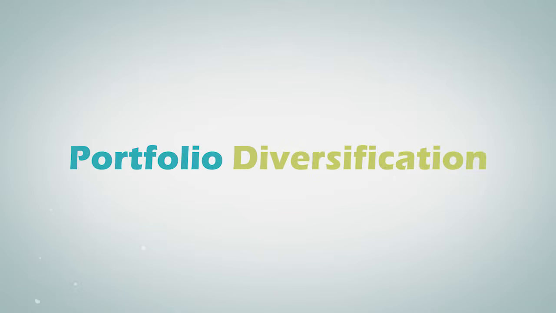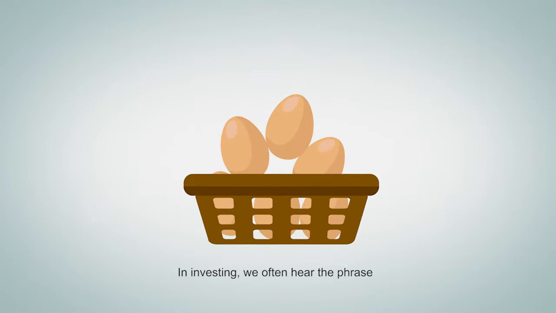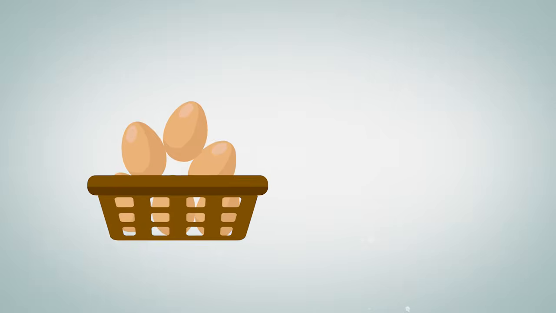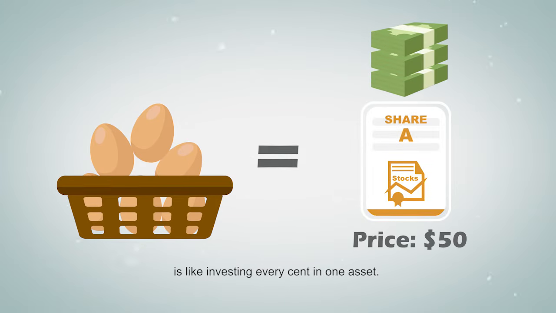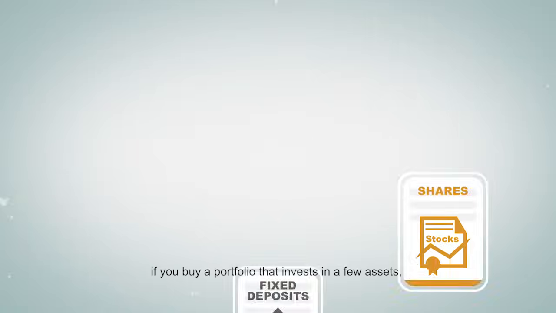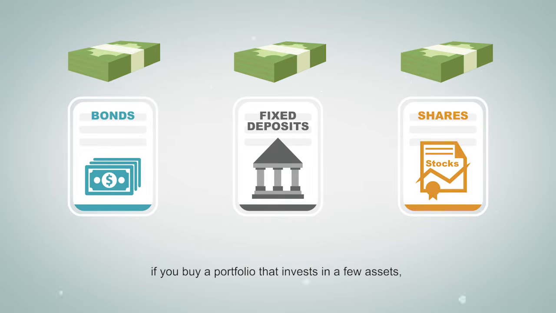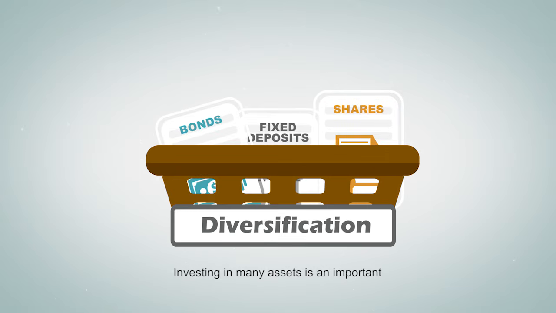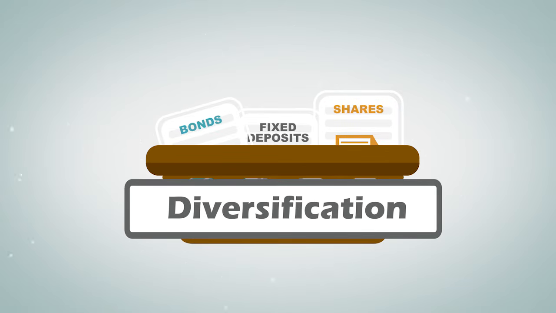Portfolio diversification. In investing, we often hear the phrase, "Don't put all your eggs in one basket." Putting all your eggs in one basket is like investing every cent in one asset. You will lose all your money if that asset value falls to zero. In contrast, if you buy a portfolio that invests in a few assets, you will still have some value if one asset fails. Investing in many assets is an important concept called diversification. It helps to reduce your risk.